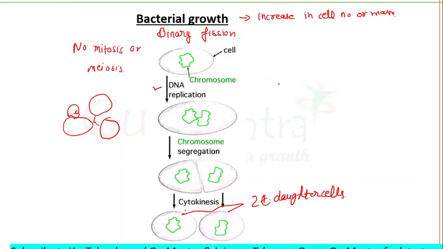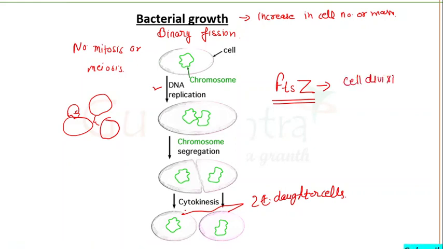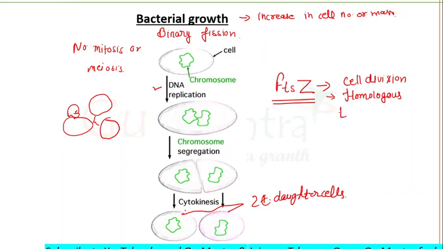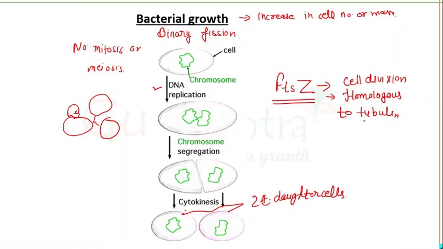FtsZ, remember this protein, do not forget it. FtsZ is an important protein for cell division in prokaryotes, and it is homologous to tubulin. Also remember that this protein is homologous to tubulin. And what is tubulin? Tubulin is the building block of microtubules in eukaryotes. The cellular concentration of FtsZ will regulate the frequency of division. At the beginning of septal invagination, FtsZ is recruited to the division site, where it assembles into a ring and remains associated with the leading edge of the invaginating septum until the separation is completed.